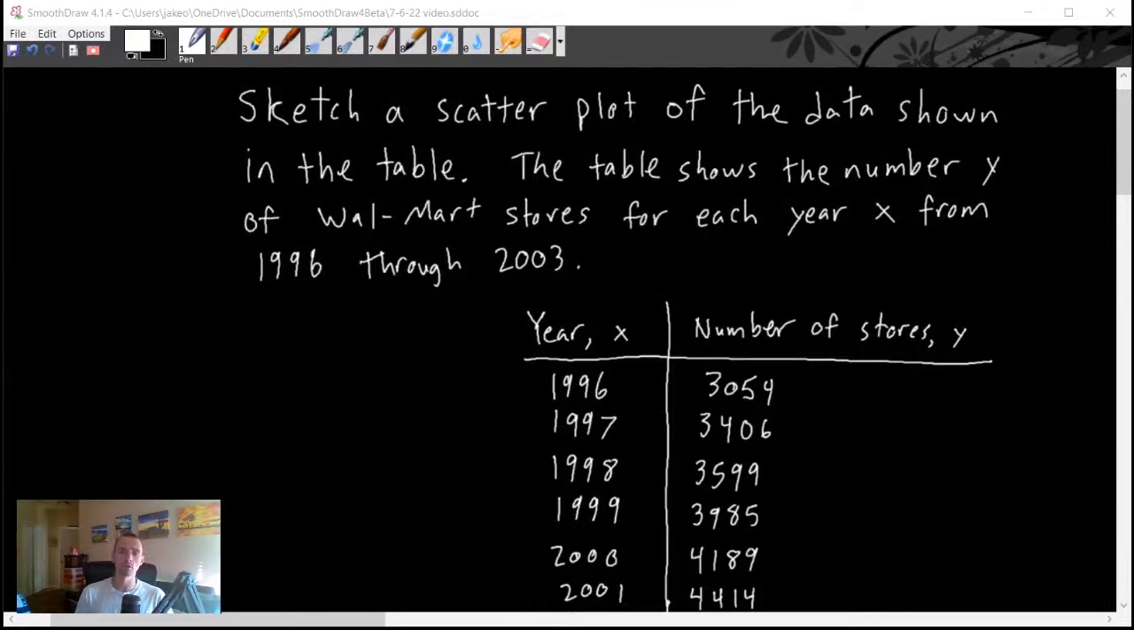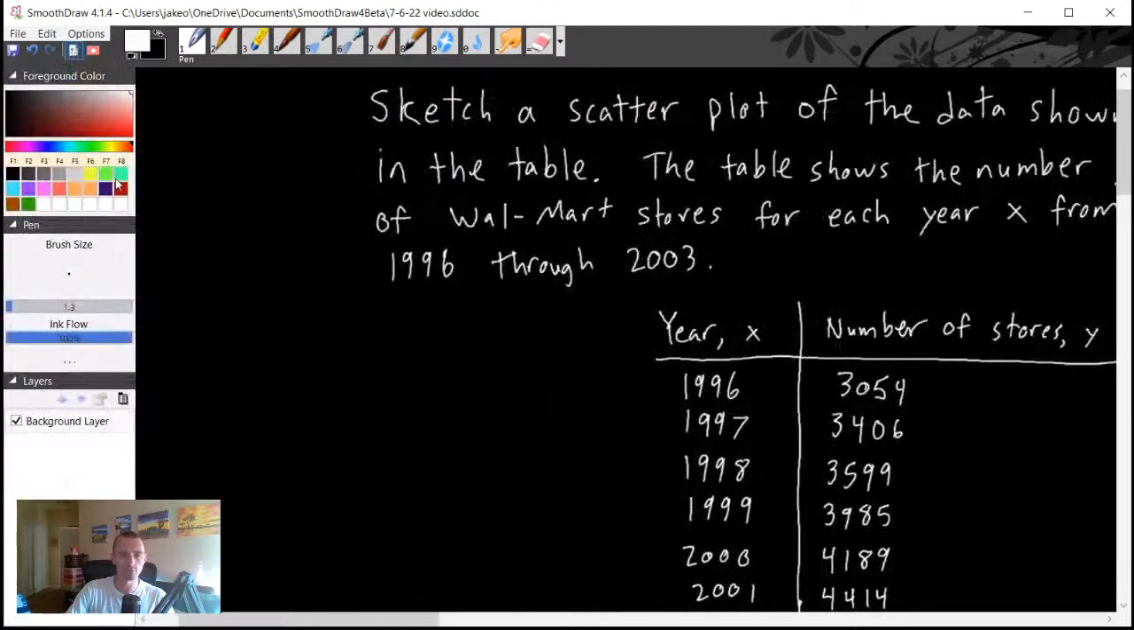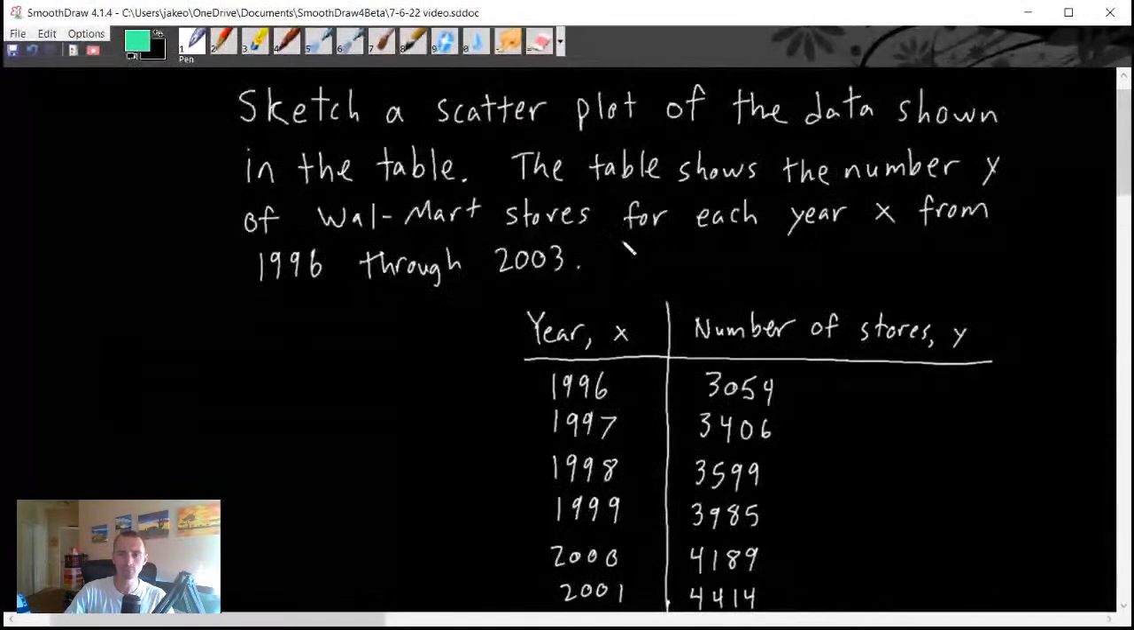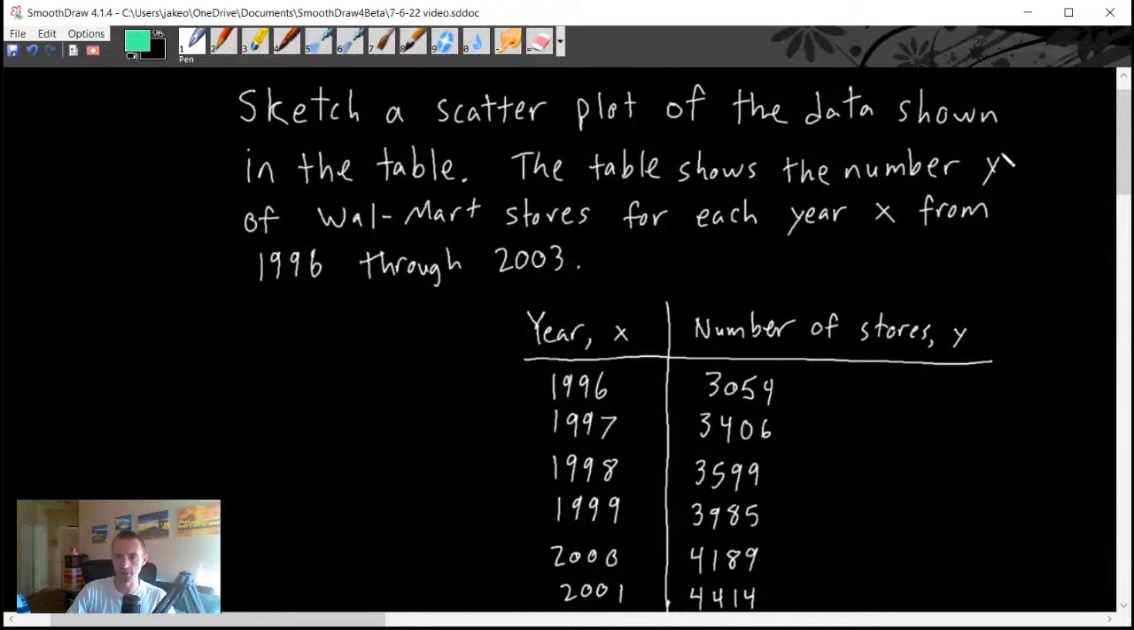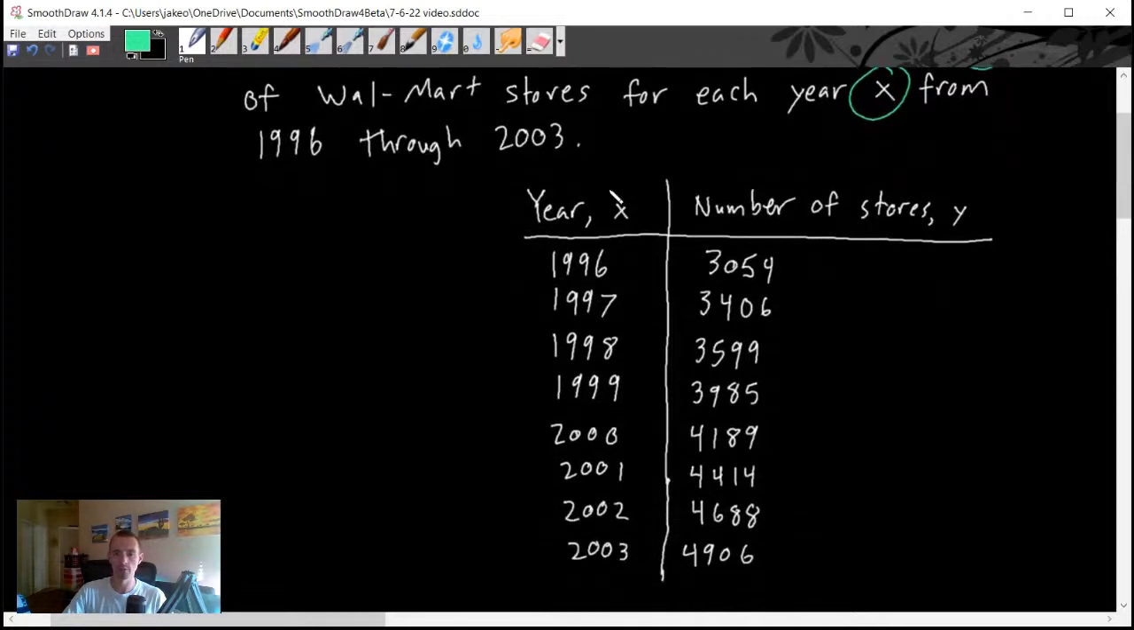The table shows the number Y of Walmart stores for each year X from 1996 through 2003. So basically what this problem is telling us is we have the number of stores, which is demonstrated by the variable Y, and then in the year X. So X is the year that we're looking at the data for. So essentially in this table here, we have two columns. We have in the left column, the year that we took the measurement. And then in the right column, we have the number of stores that Walmart had during that year.